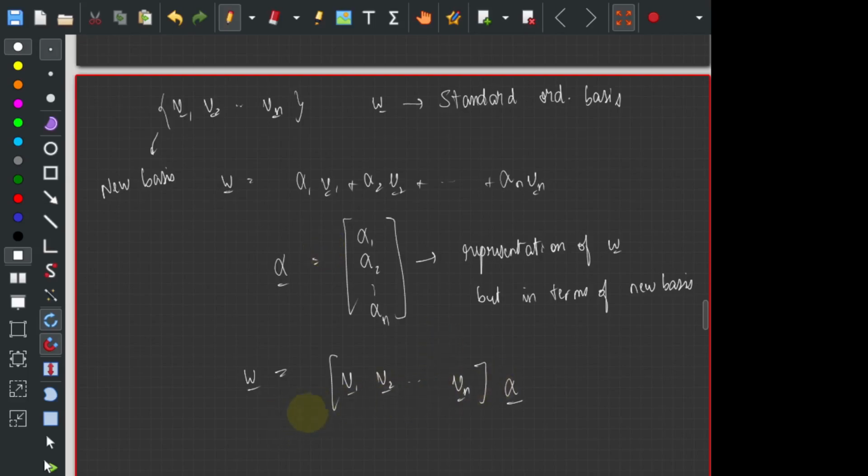Correct? So what is alpha equal to? In terms of the new basis representation for the same vector W, it would just be P inverse times W, where this matrix is what I call P. So essentially, multiplication by any invertible matrix is equivalent to a change of basis. Right? Okay? Any questions?